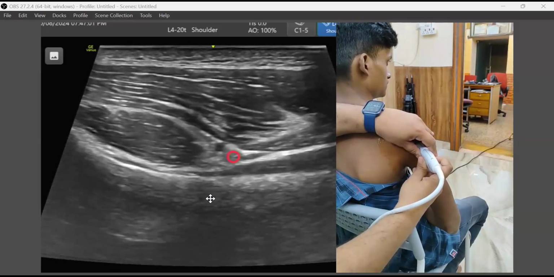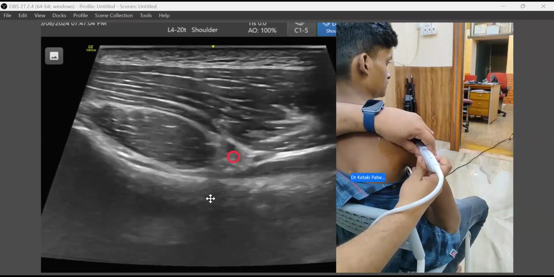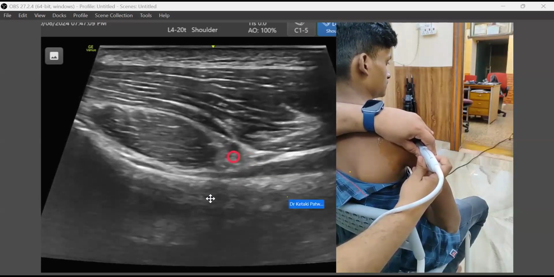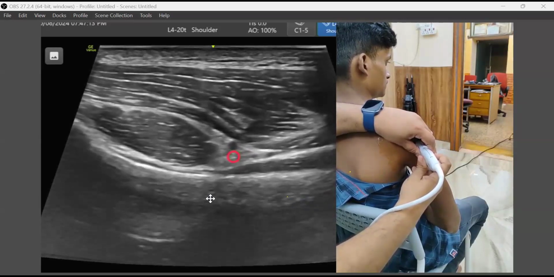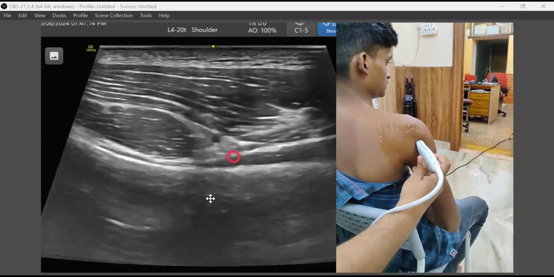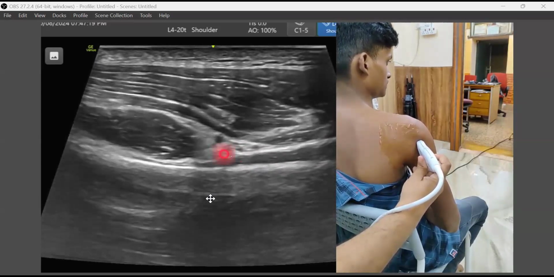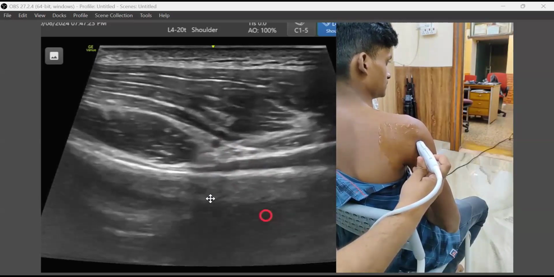Can you see? This is the circumflex humeral vessel. See, I am just putting the vessel under this pointer. Okay, just above my round pointer, we have the circumflex humeral vessels and the axillary nerve. See, I am just, so can you see the honeycombed nerve at this point? So usually they are not a single nerve, they are branches, and this is the axillary nerve.